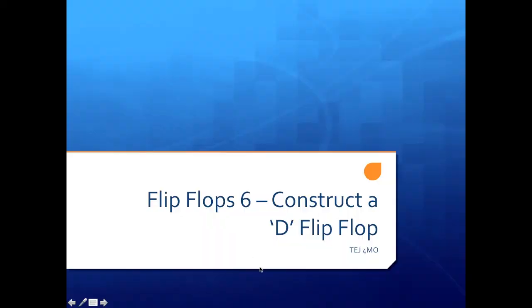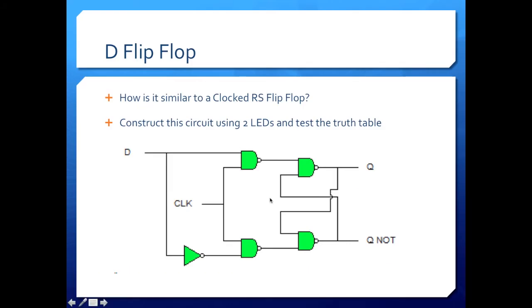Welcome back. We have flip-flop 6, which is on constructing a D flip-flop. We're going to do it in two different ways. You should see a similarity between this circuit and the previous one with the clocked RS. The only difference is that we've tied the R and the S together and put an inverter between them. In fact, what we've done is eliminate the hold state and the prohibited state. So we only have a set and a reset.